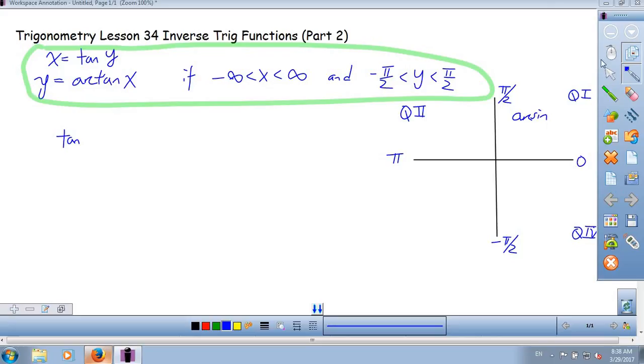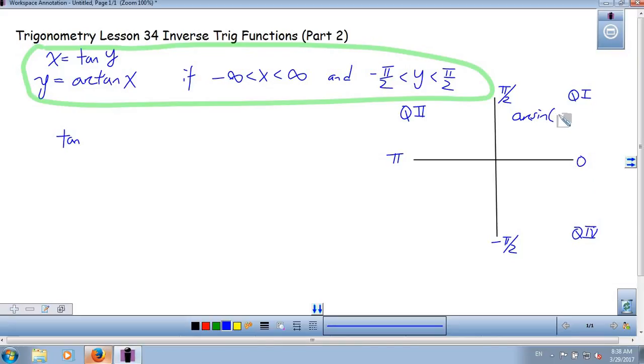Remember from previous lessons, arcsine, if we have a positive input for arcsine, it will return the angle between 0 and pi over 2, between 0 and 90 degrees. If we input arcsine a negative input, it will return the negative angle from 0 to negative pi over 2. And so does arctan. So arctan follows arcsine, alright?